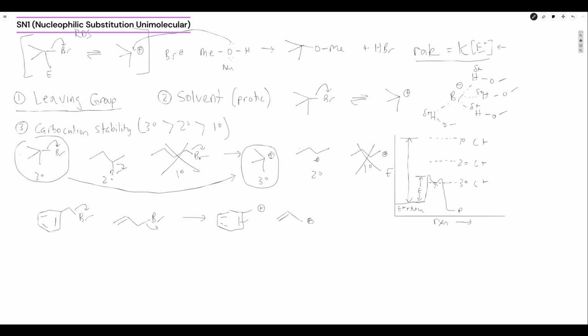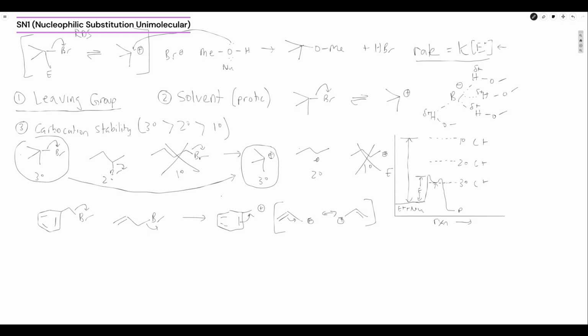But actually, in this case, these carbocations are resonance stabilized. These are both resonance stabilized. So I'll show the second example. We can show resonance stabilization with this one. And of course, it's going to work the same way with the benzylic cation. You can show the resonance stabilization at 3 different positions in the ring, right?